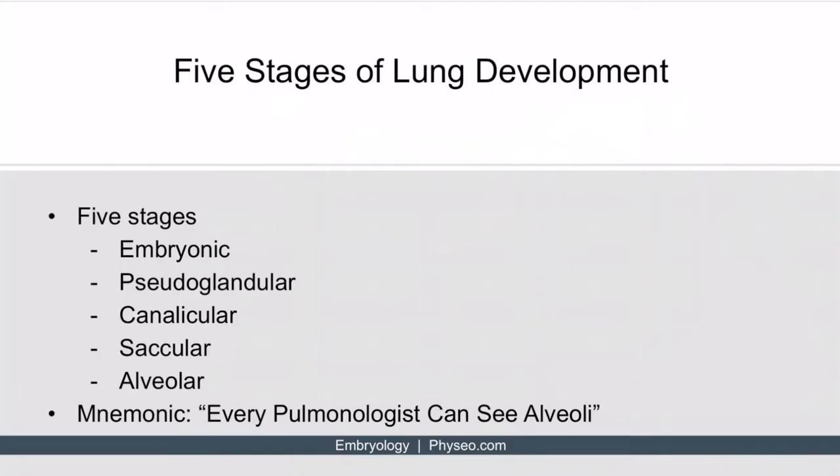Lung development is classically divided into 5 stages: the embryonic stage, the pseudoglandular stage, the canalicular stage, the saccular stage, and the alveolar stage. You can remember these stages with the mnemonic, "Every pulmonologist can see alveoli." The first letter of each word corresponds to the stage in development.